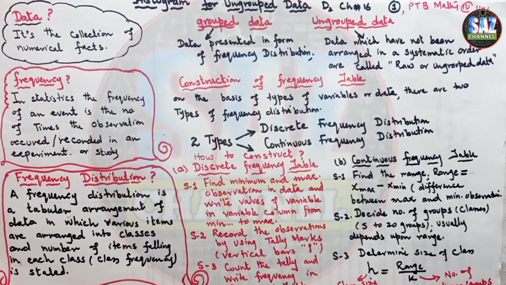So students, I hope you all have a good idea about the data, frequency distribution, grouped and ungrouped data, and how to construct the frequency tables for the discrete and continuous frequency situations.